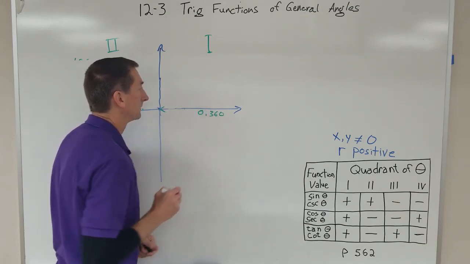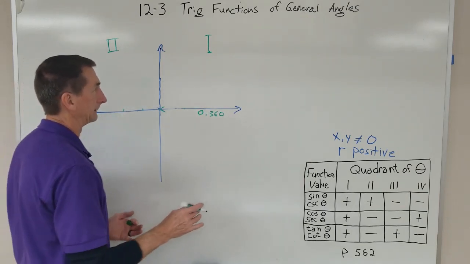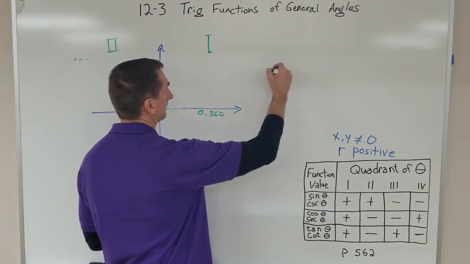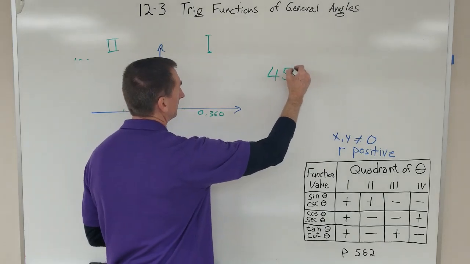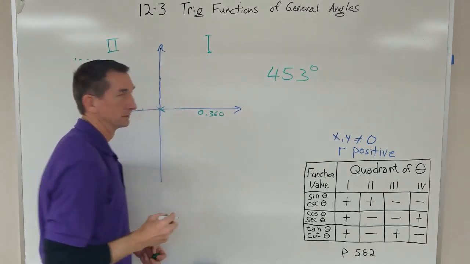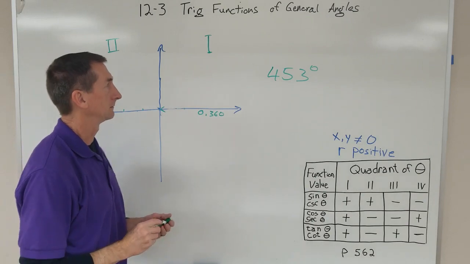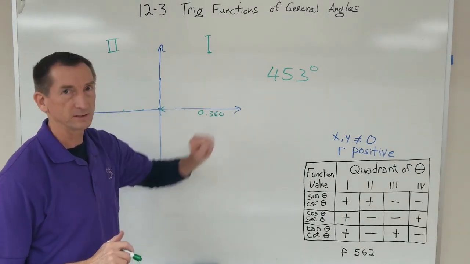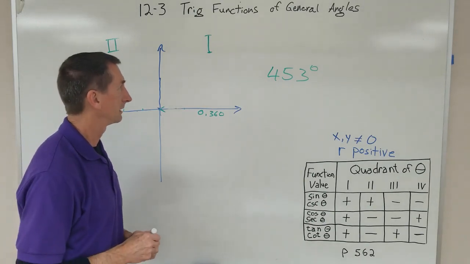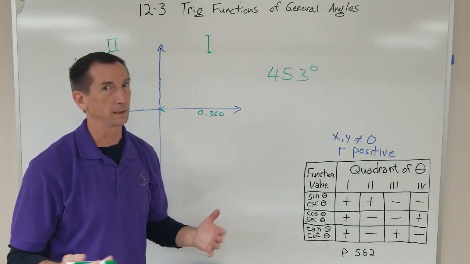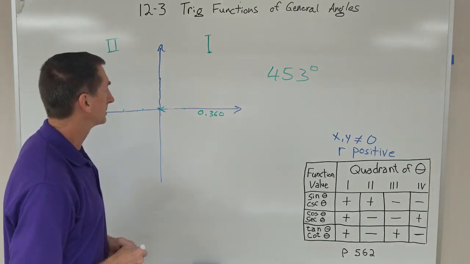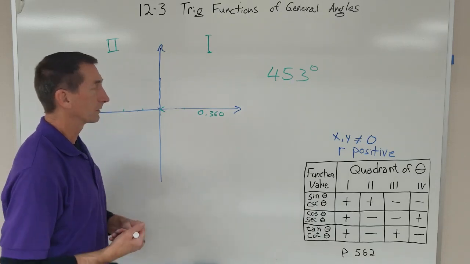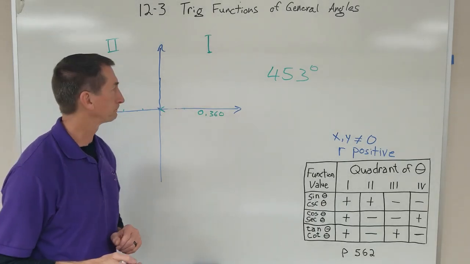Destroyed that. Suppose I've got, let's go with a 453 degree angle. Ugly, really ugly angle, especially if I were trying to find the sine and the cosine using that size of an angle without a calculator. Okay, so what we're going to do, we're going to use some common sense once again.